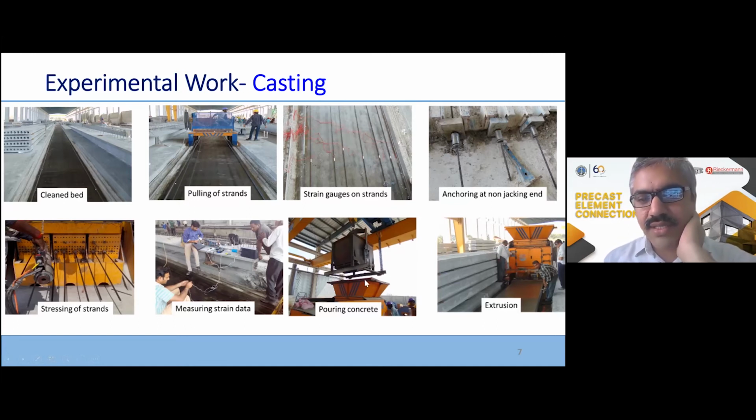And after that, here you can see the zero slump concrete being poured here in the extruder, and the extrusion process takes place after this is filled. So this is the typical casting process of hollow core slabs.